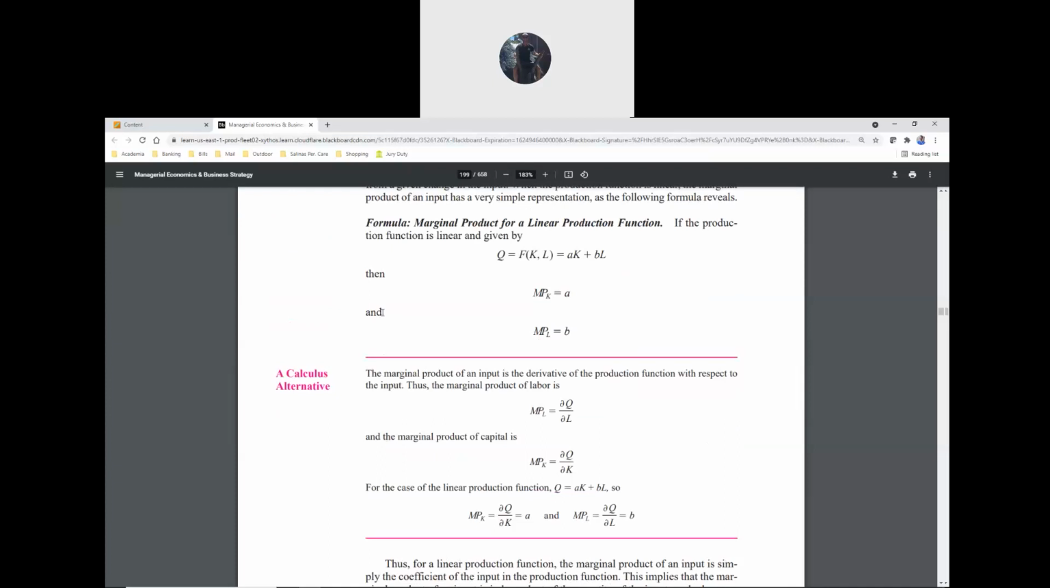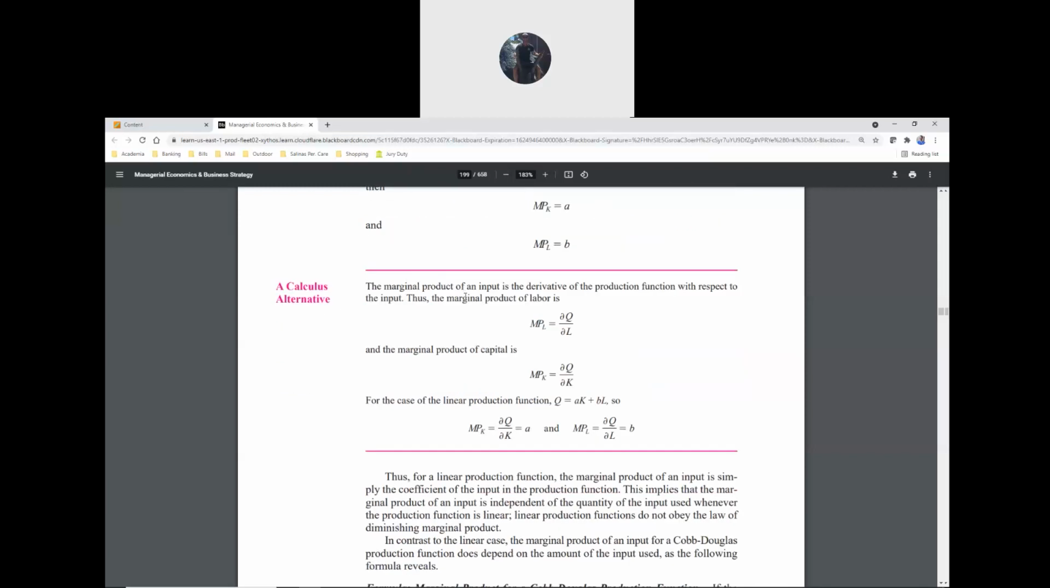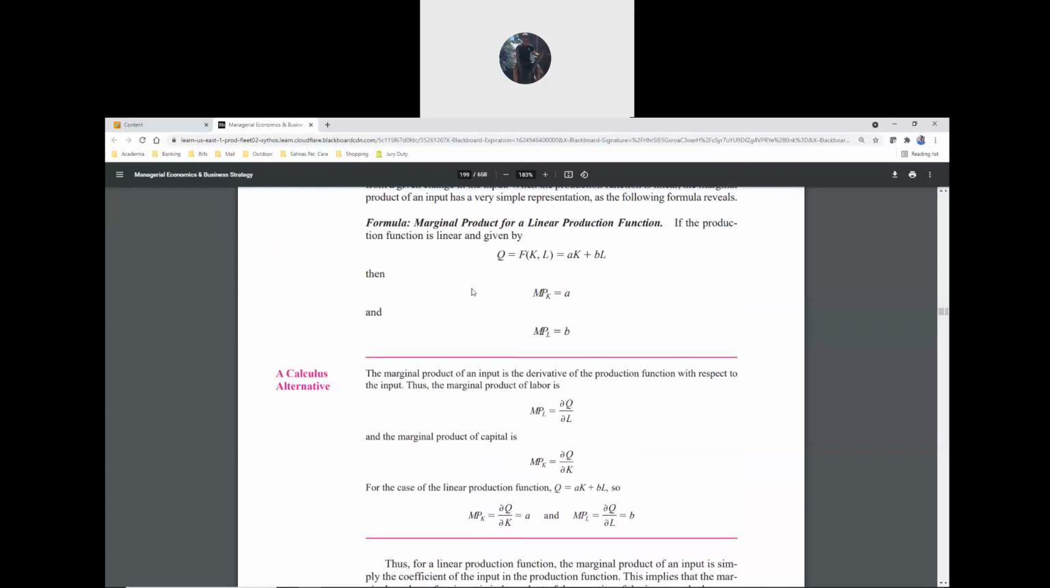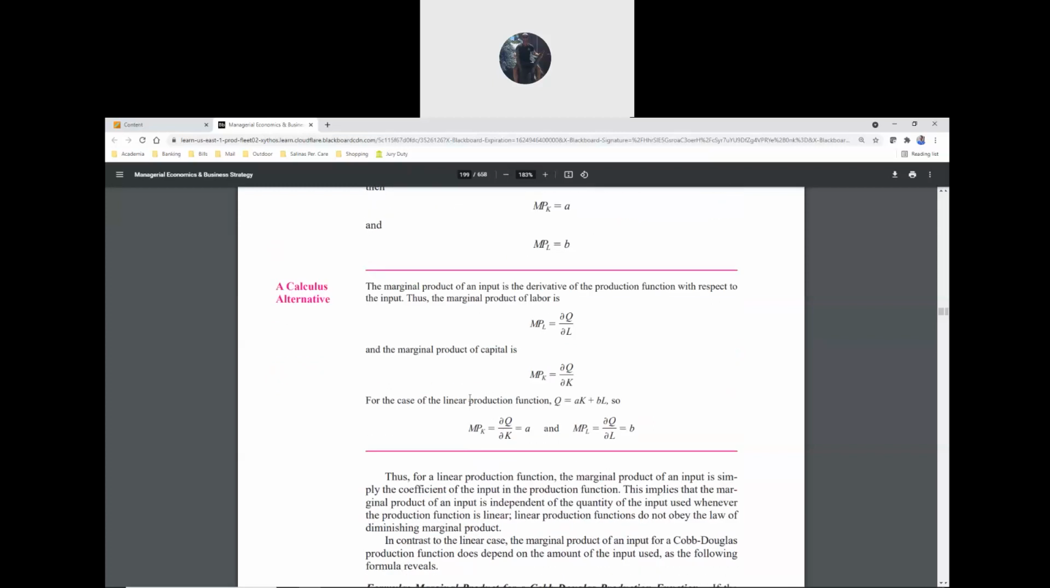Again, for the linear, if you need to calculate the marginal product, you can use the formula, or if you like taking the derivative or thinking about it with calculus, you can think about the MPK as dQ/dK, which is A, or dQ/dL, which is B. So it's going to get you the same answer. Either use or memorize the formula, or just take a simple partial derivative if you're familiar with using calculus to do that.